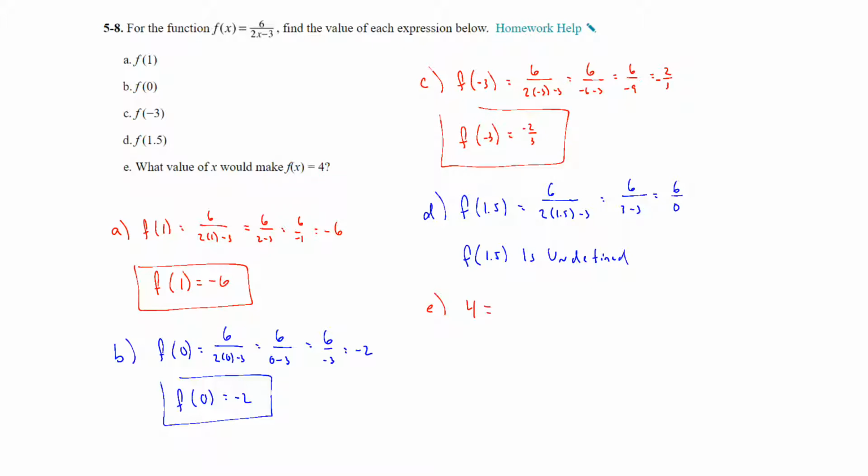And then the last one here, it says what value of x would make f of x equal to 4. So now we're saying 4 is equal, because this is replaced with the number 4. It's the output. 4 is equal to 6 divided by 2x minus 3.